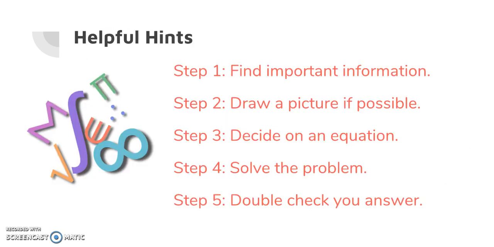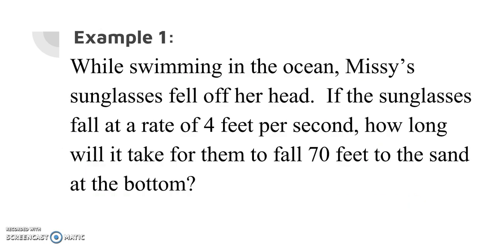So some of the helpful hints, okay? Step 1, find the important information, know what you're trying to find. Step 2, draw a picture if it is something that you are able to draw a picture for. Step 3, pick an equation. Step 4, solve the problem, so solve for the variable or the unknown. Step 5, double check your answer, make sure you're right.